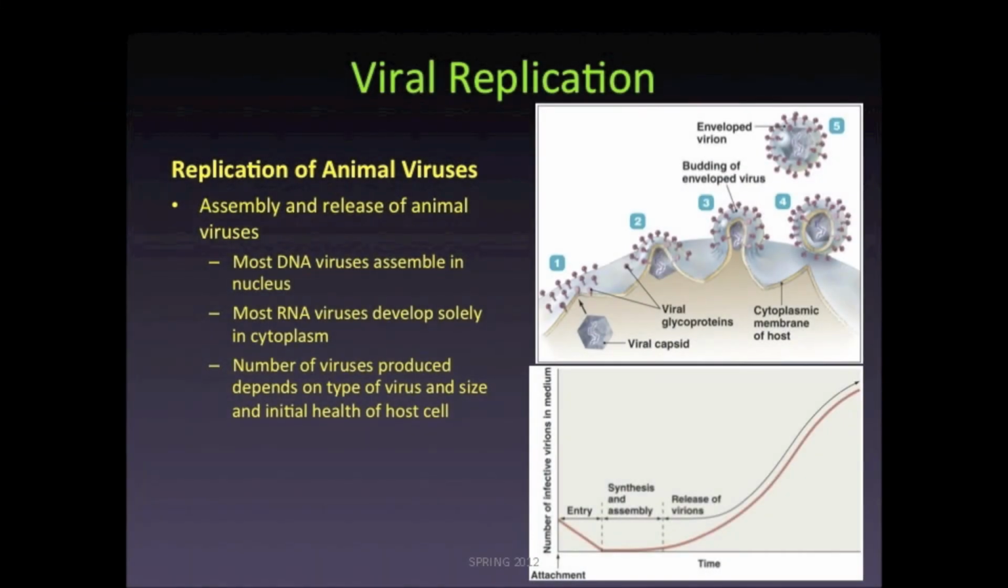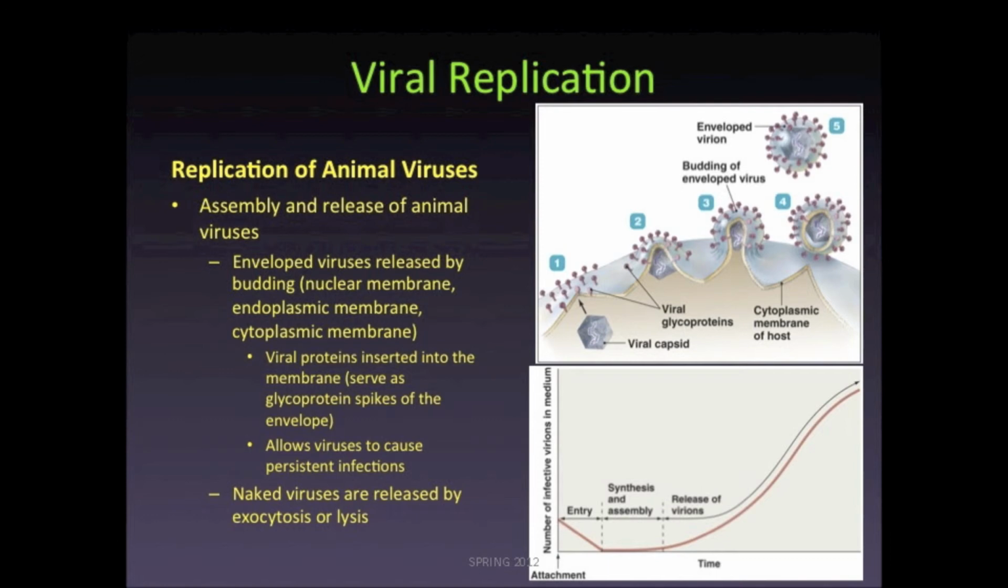As the pool of viral components accumulate within the cell, they begin to spontaneously assemble to form new virus particles. DNA viruses typically assemble within the host cell's nucleus, while RNA viruses generally assemble within the cytoplasm. The number of viruses formed and released varies between viruses and is dependent upon the health of the host cell and the type and size of the virus. They may release anywhere from a few thousand virions to over 100,000 virions from a single infected cell.